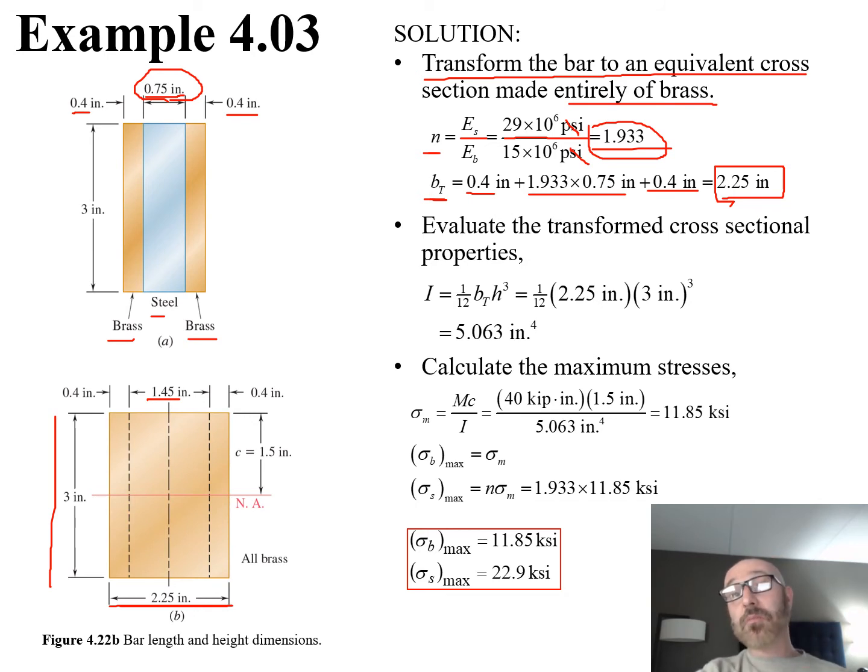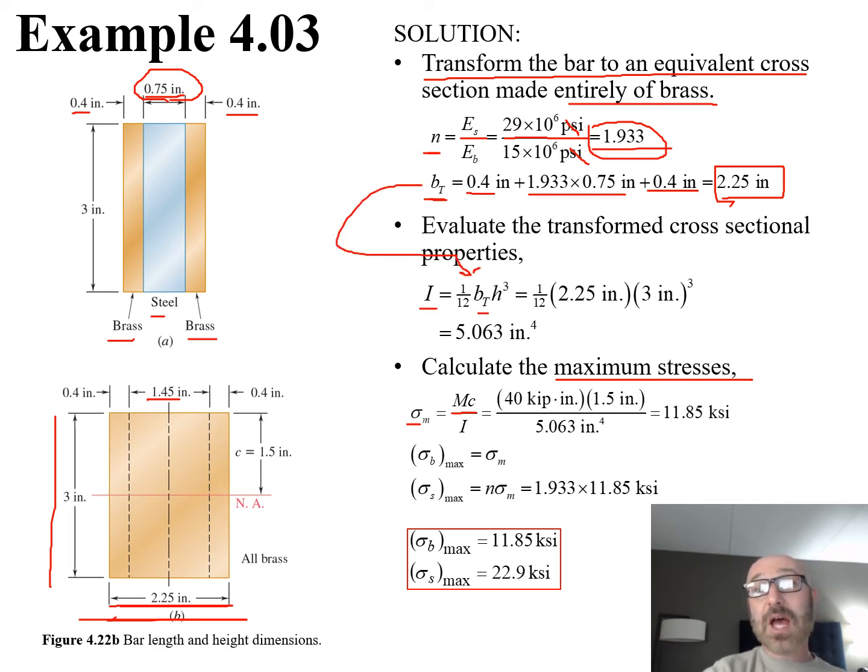So now we've seen from our previous governing equations that we have a relationship for calculating the maximum stress. That's sigma sub m equals Mc over I, which means we need a value for I. Well, we have this right here for a rectangular shape, our equivalent cross-sectional rectangular shape. So I for a rectangular shape is 1/12 b_t, which is what we're going to plug in right there, times that height, which we know for this, cubed.